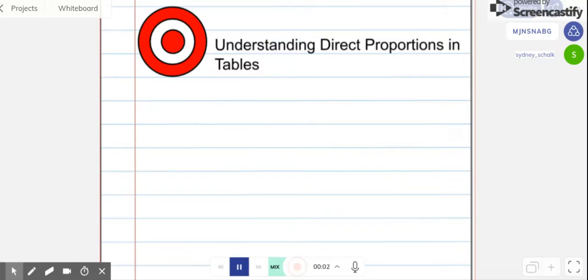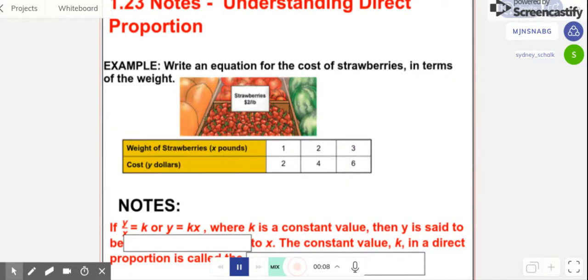Hello, 7th graders. Today we're going to talk about understanding direct proportions in tables. So the first example says to write an equation for the cost of strawberries in terms of the weight. Well, cost of strawberries is our y in terms of the weight, which is x.